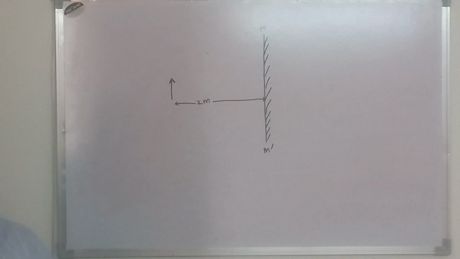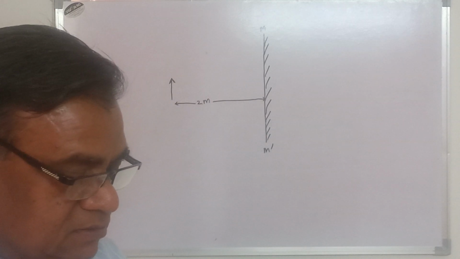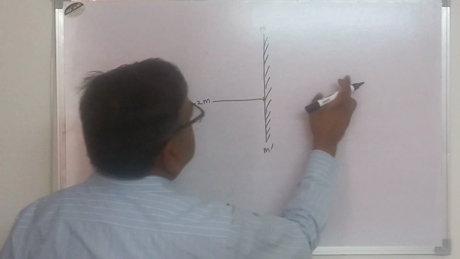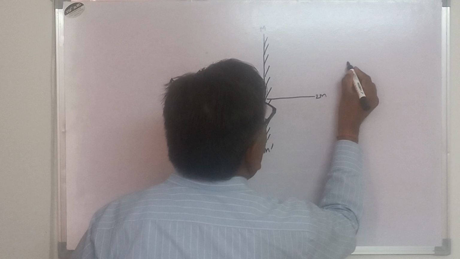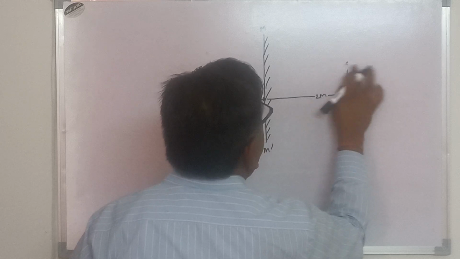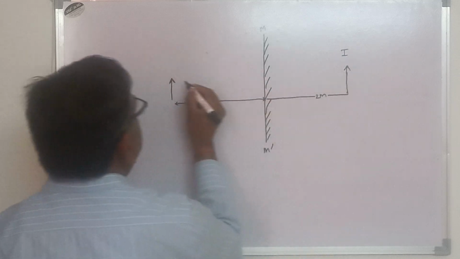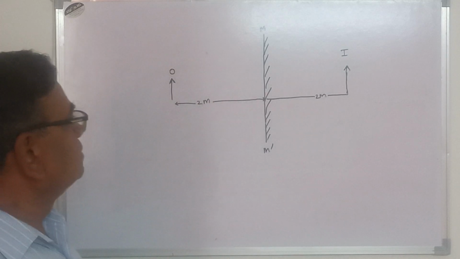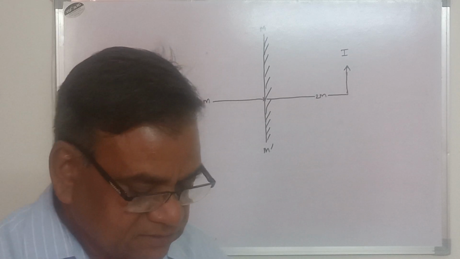The next thing, he views the image of a chart which faces the mirror. He is looking at the image. His image will be formed here, 2 meters behind the mirror. Let this be his eye. This is his image. This is an object, and he is seeing here the image of the mind.